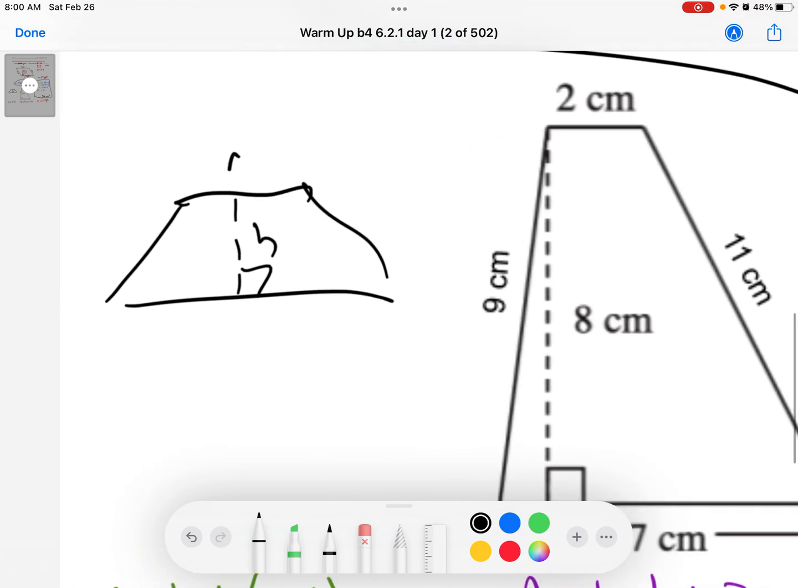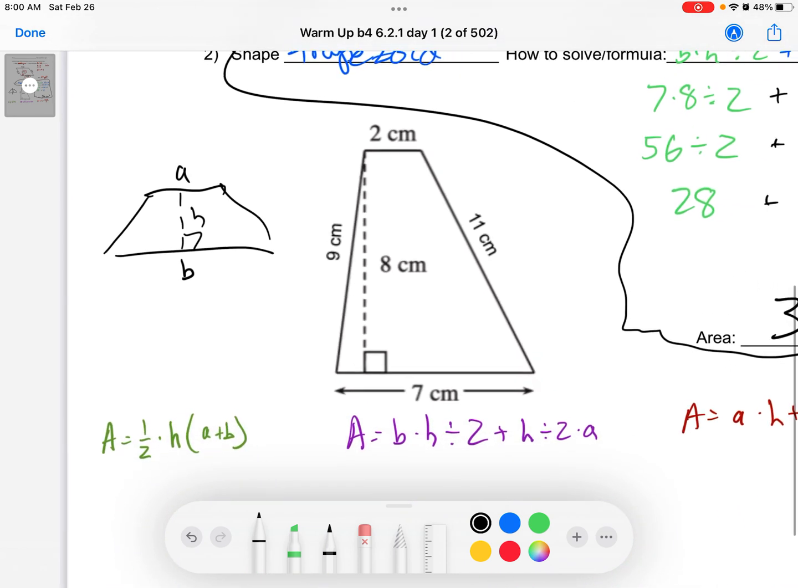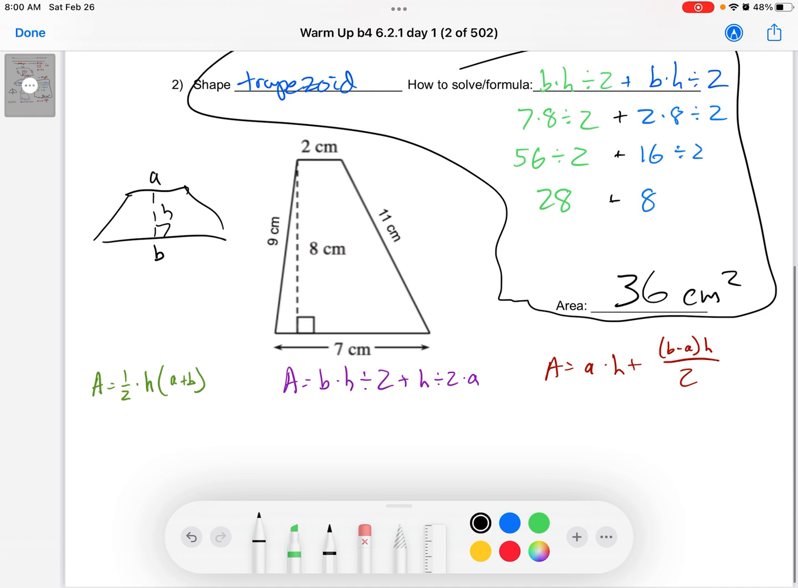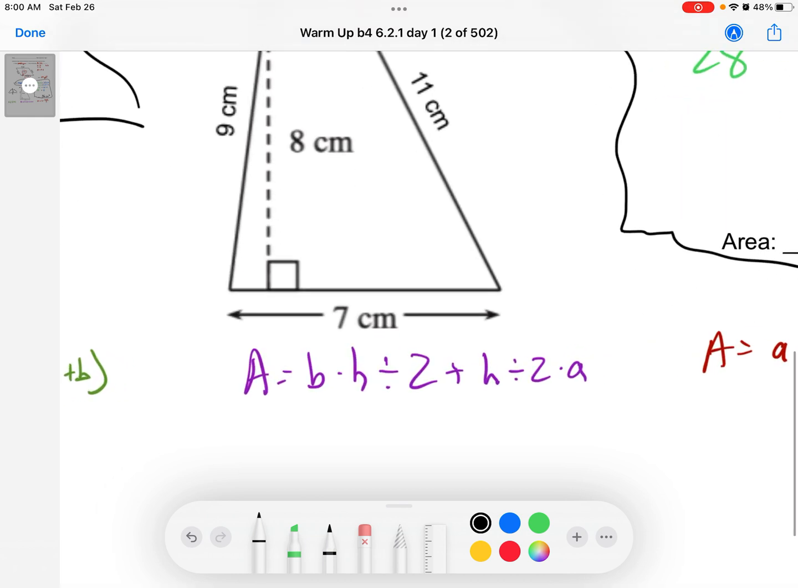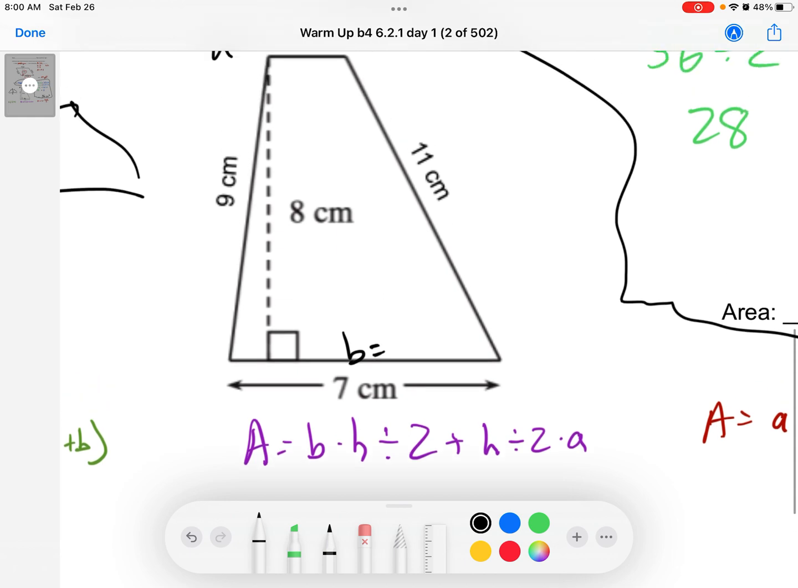The top one turns out to be A and the bottom one's B. And I'll be honest with you, you can switch them. It doesn't matter. However, that's what we're going to use today. So what this means then is that A is 2, and that 7 is B, and 8 is our height. Now, just a reminder that 9 and 11 are important for the perimeter, but they're not important for our area.